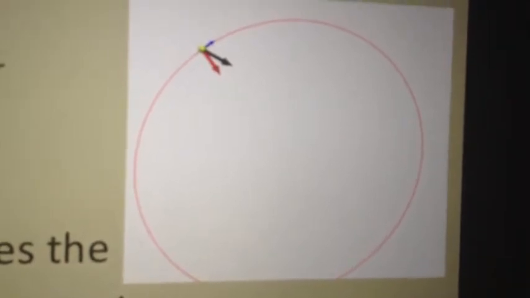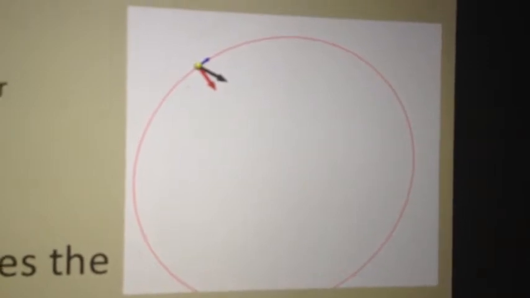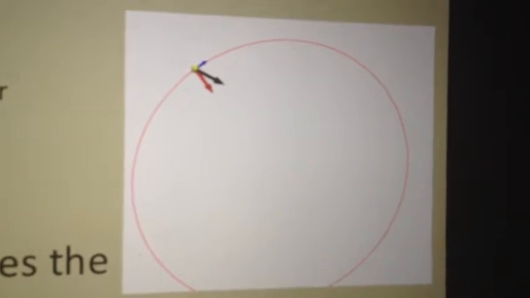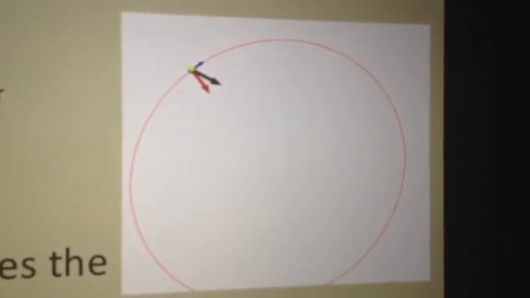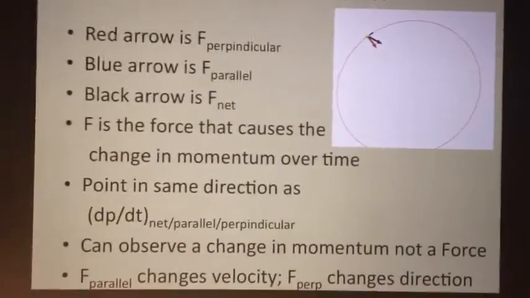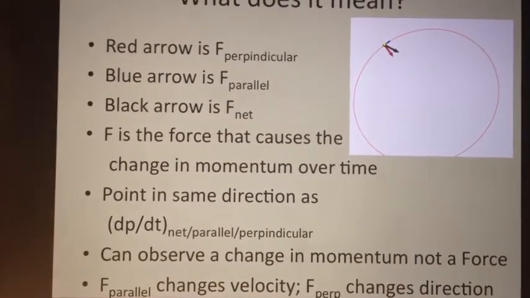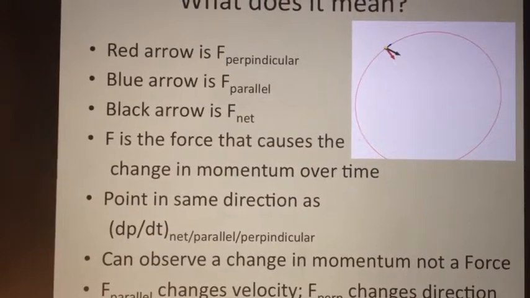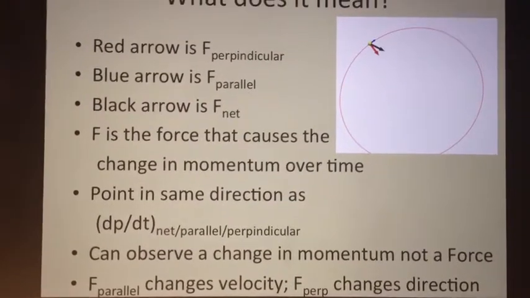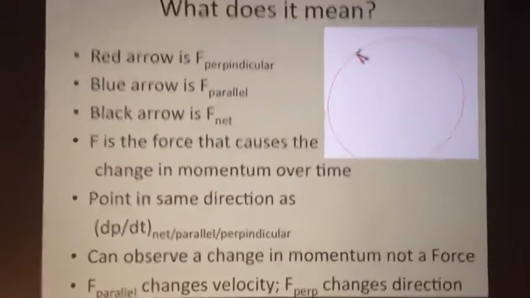And the blue arrow, F parallel, or dp/dt parallel, sorry, is going in the same direction that the planet is moving. And F perpendicular is pointing at an angle 90 degrees from the parallel. So the relationship between F and dp/dt is that F net points in the same direction as dp/dt net, F parallel points in the same direction as dp/dt parallel, and F perpendicular points in the same direction as dp/dt perpendicular. Because F is the force that causes the change in momentum over time, that means they'll be pointing in the same direction.